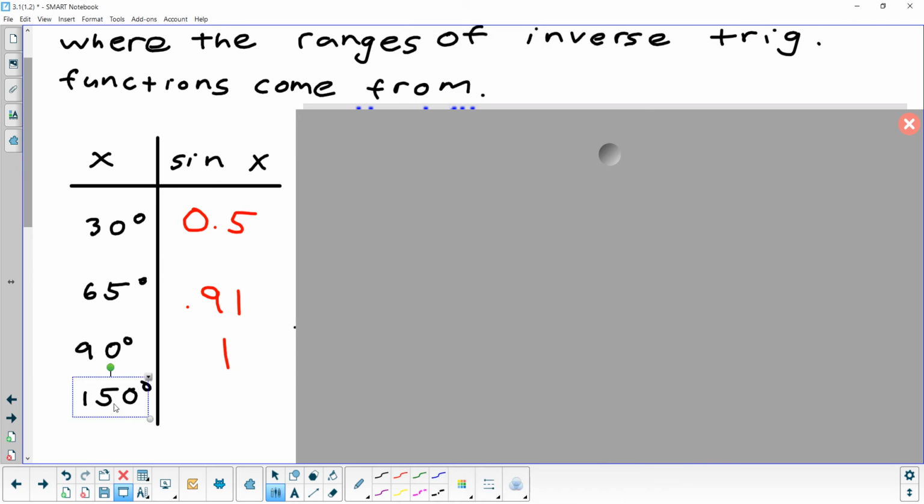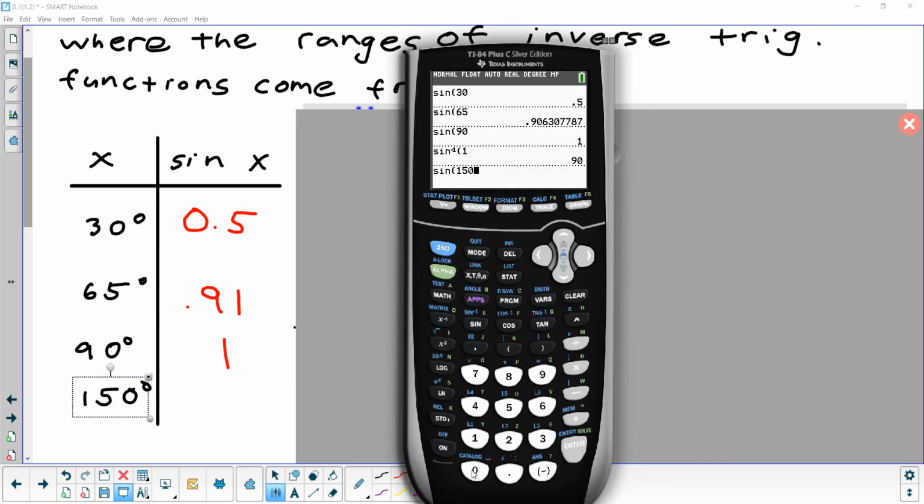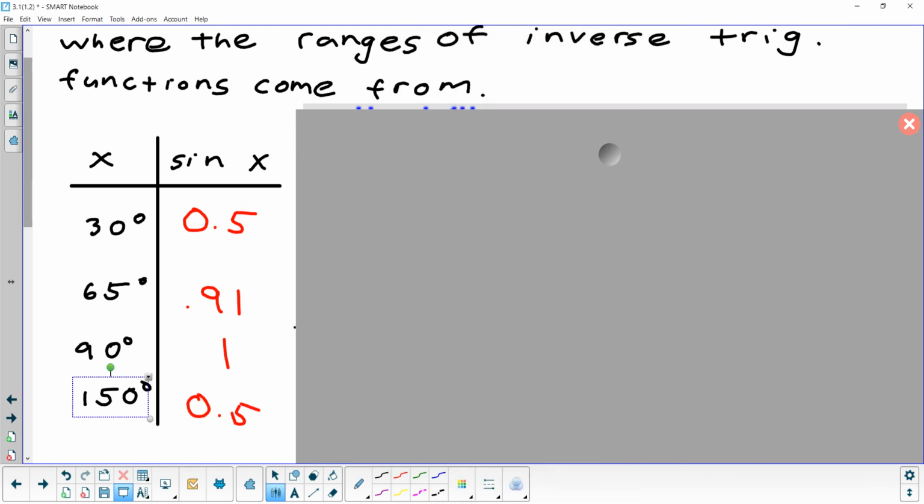Let's try 150 and see what happens. Sine of 150. I get a half. What am I going to get if I do inverse sine of a half? Yep, JD? 30. I didn't get back what I started with. So the problem was with these two right here. Both of them, when you take the sine of 30 and the sine of 150, you get the same answer for both of them. So when you take the inverse sine, the question is, which one should you get back?